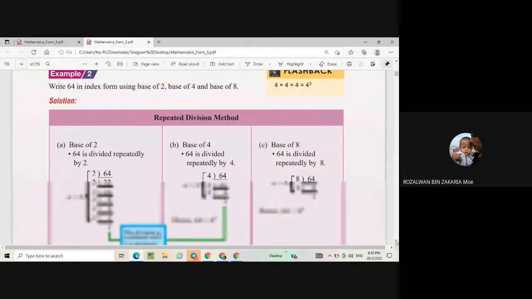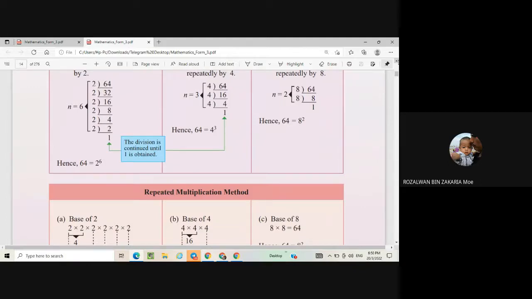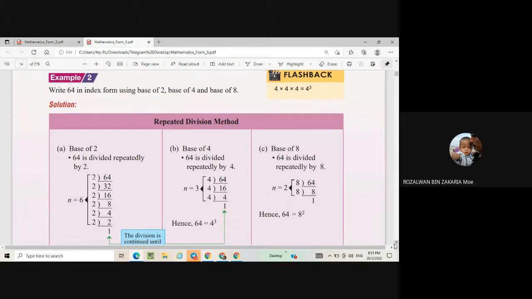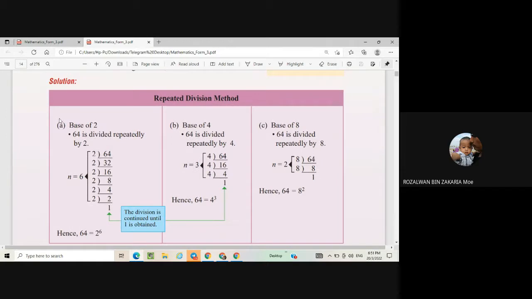All right, now look at this example 2. The question is: write 64 in index form using base 2, base 4, and base 8. There are two methods to solve this one. The first method is known as the repeated division method. Look at A. For base 2, how to solve this one? 64 is divided repeatedly by 2.